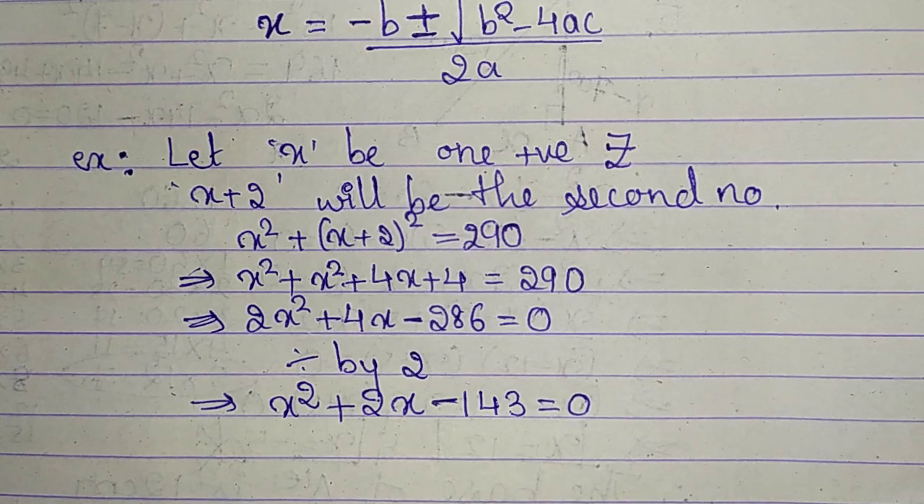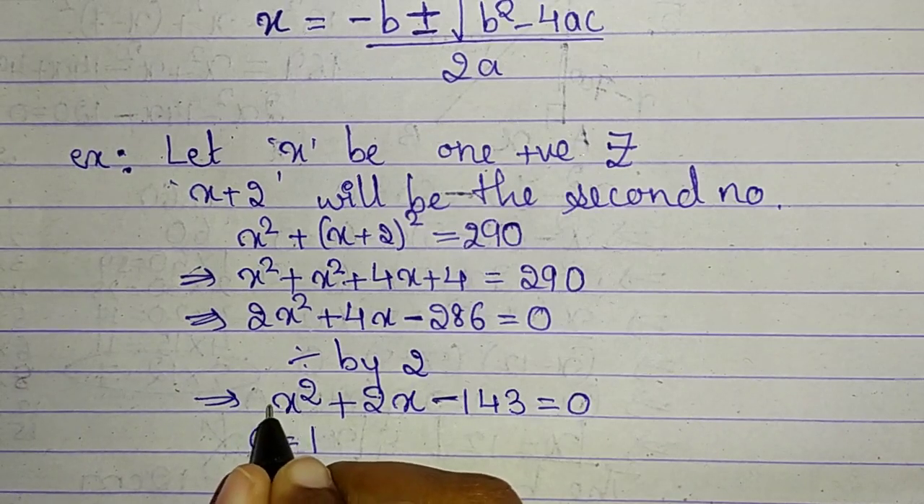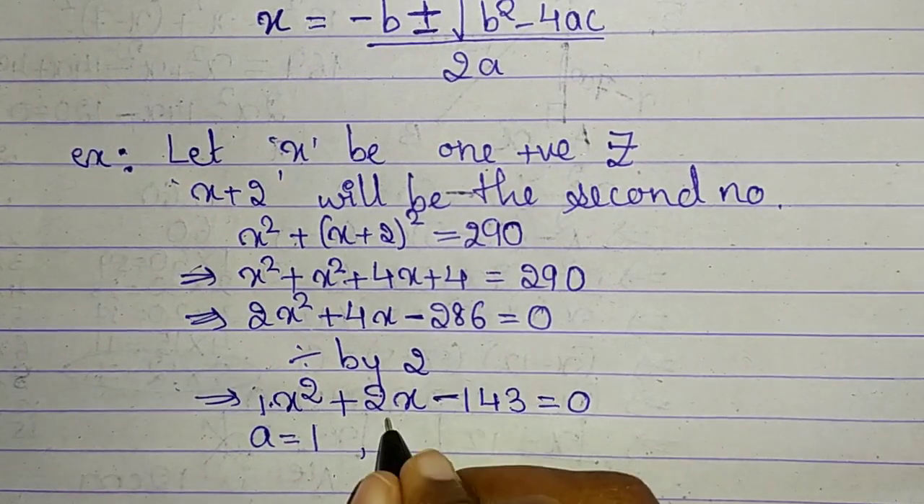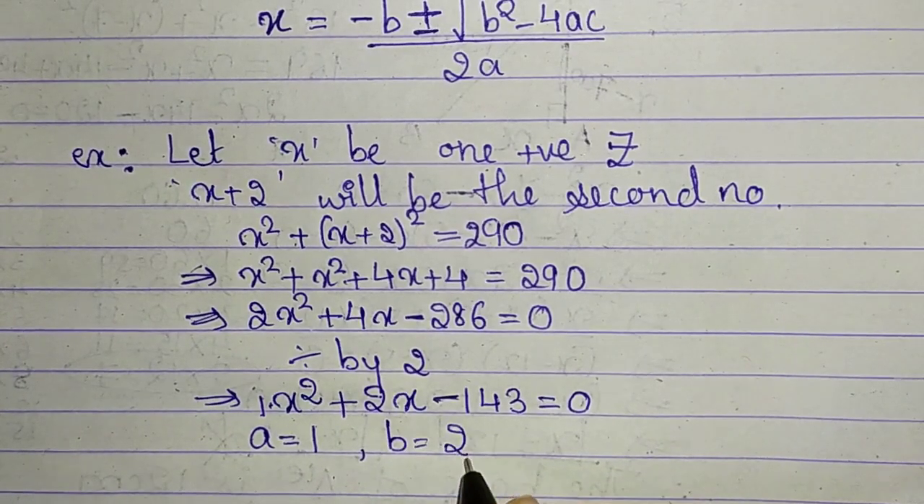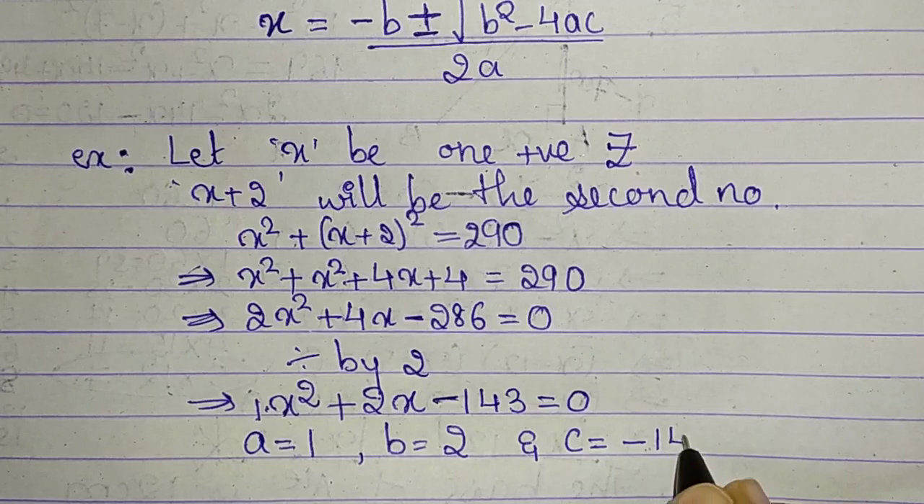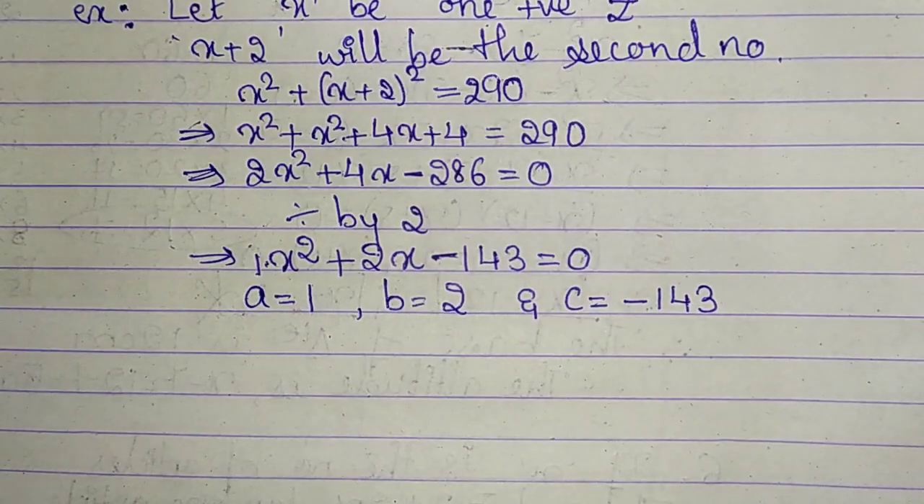So first let us write down the coefficients. Coefficient of x² is a, and a is equal to 1. Then b is equal to 2. And lastly we have c is equal to minus 143.